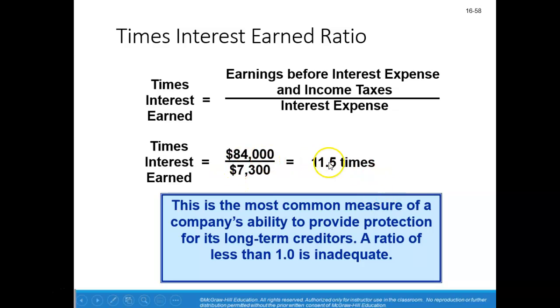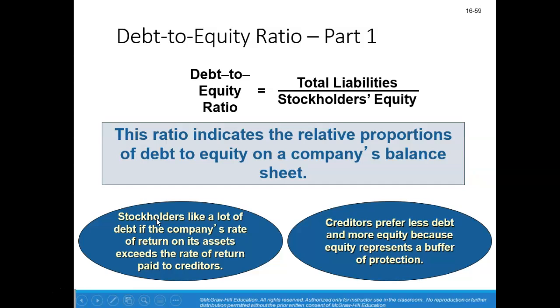This was 11.5 times. So we're saying we do have sufficient earnings available to pay the amount of interest that's owed to our different creditors. So the higher the ratio, the better. It is showing that you have the ability long term to pay the amount of interest owed to your creditors. Now, if this ratio was less than 1, that's going to be inadequate. But the higher the ratio, the better. Why is that important? Depending upon your ability to take care of your debts, that can have an impact on the interest rate you're paying to your different creditors.